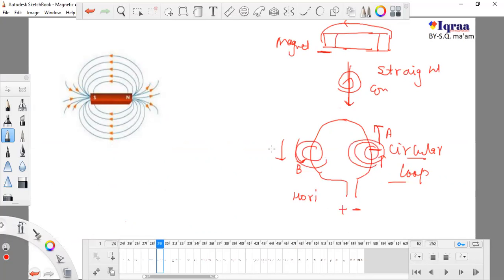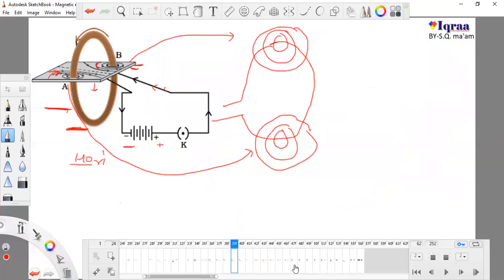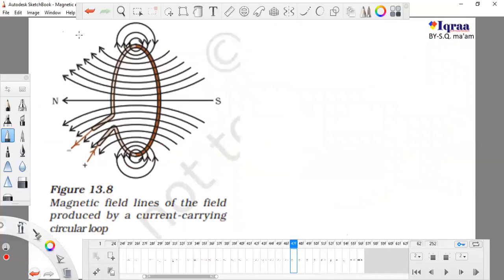If we draw like this, they are horizontal, and if I draw like this, they will be vertical. Okay, so we studied this in the horizontal case. This is the horizontal case, and now we are studying the vertical case. Now this is the same circular loop. Don't get confused. This is looking oval, but actually it is circular. So this is a circular loop when it is vertical.